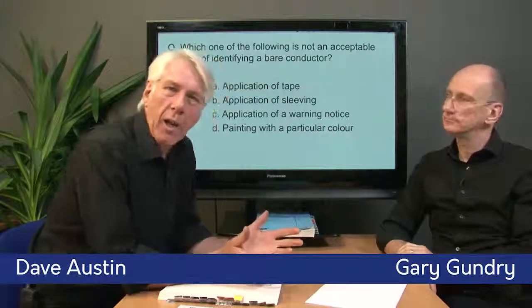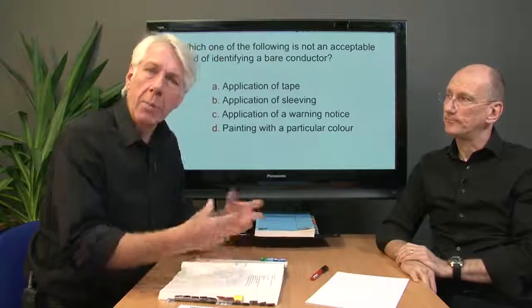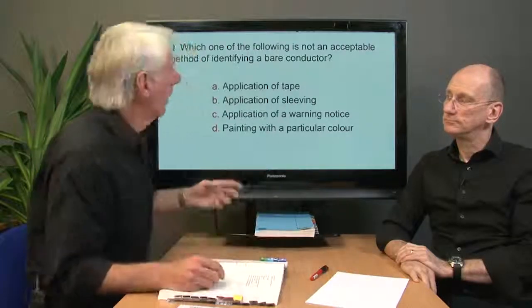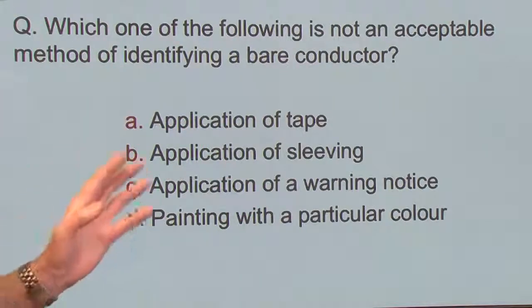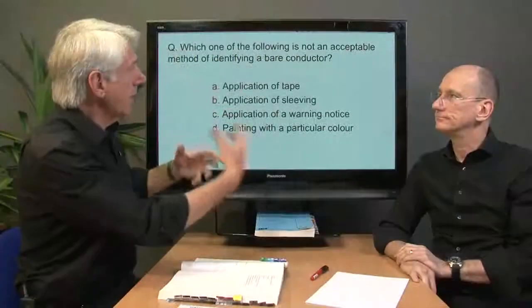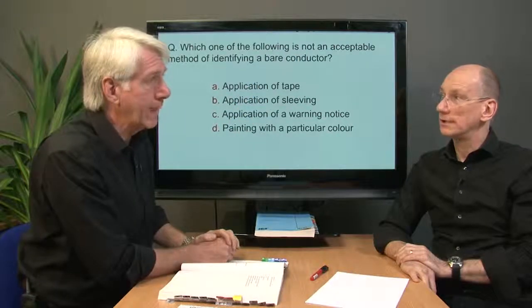In this one, we're looking at questions where a word might be key and also how to find a piece of information that may not be immediately apparent. So the question is, which one of the following is not an acceptable method of identifying a bare conductor? So we're looking for something about bare conductors, but that "not" word is really, really important, isn't it? Yeah, that can trick some people up.